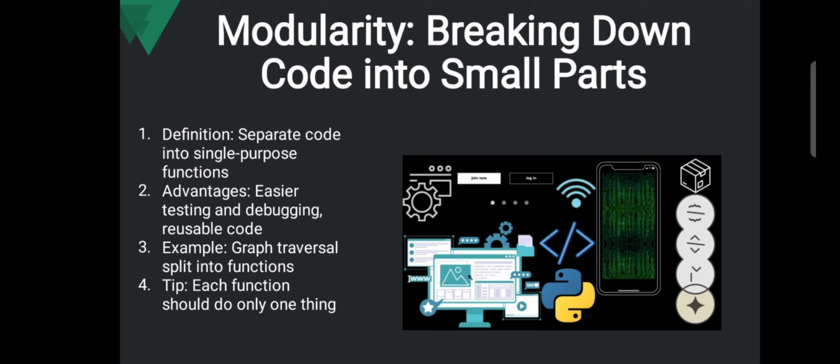Modularity. Modular code is broken into smaller single-purpose functions. This not only makes code easier to read but also easier to test and reuse. In a graph traversal example, we separate the depth first search traversal into a helper function, DFS helper. This approach keeps our code organized and allows us to easily adjust parts without rewriting the entire function.